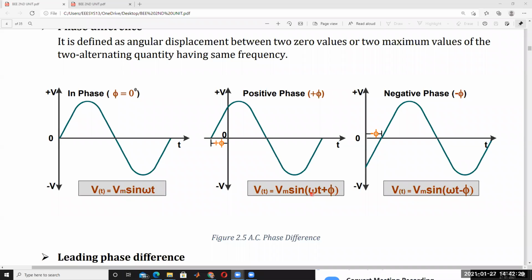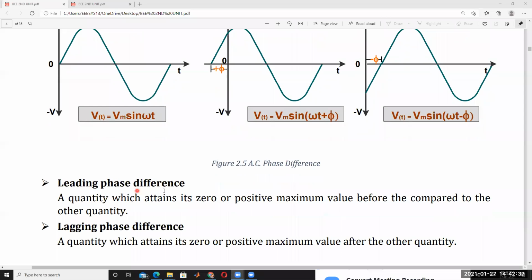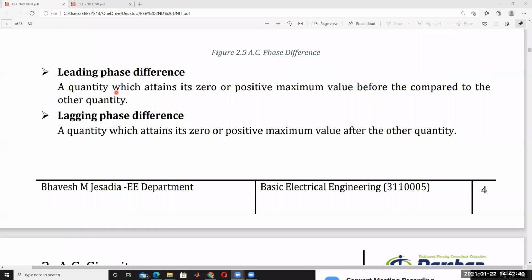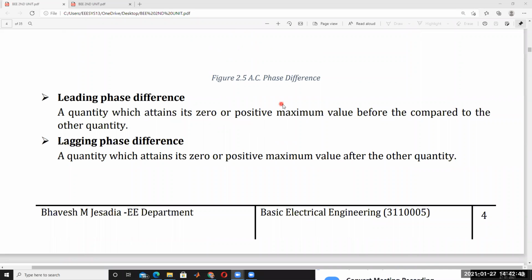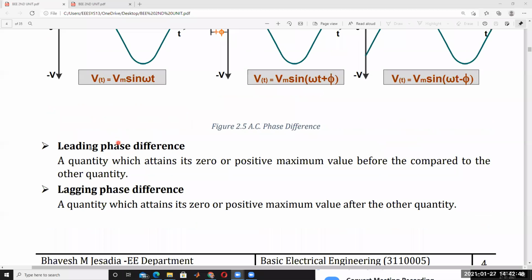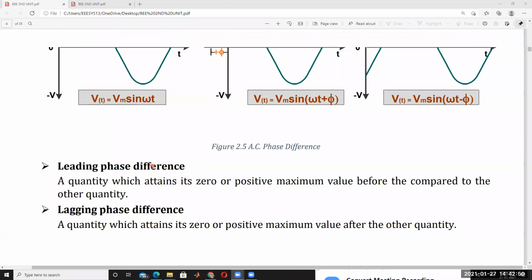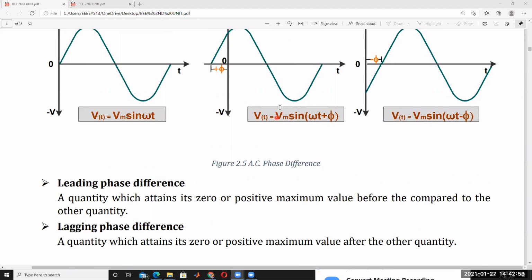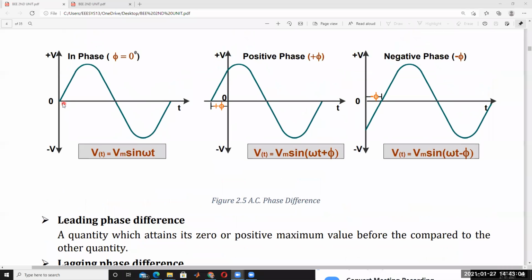So we indicate v(t) = Vm sin omega t. Here, negative phase, minus phi, so we have v(t) = Vm sin(omega t minus phi). Leading phase difference: the quantity which attains its 0 or positive maximum value before the other quantity is called leading phase difference. By comparing this, this is called a leading phase difference.